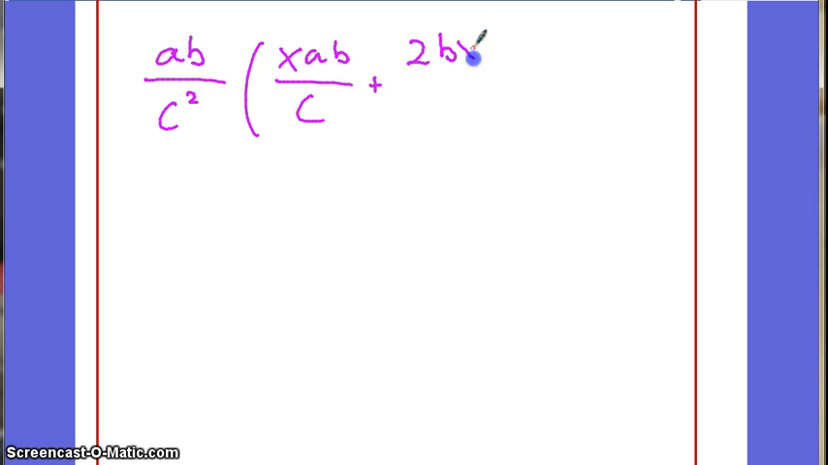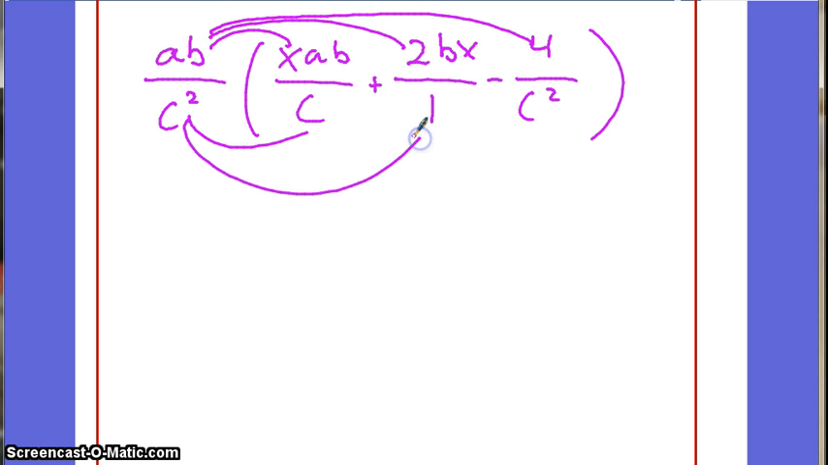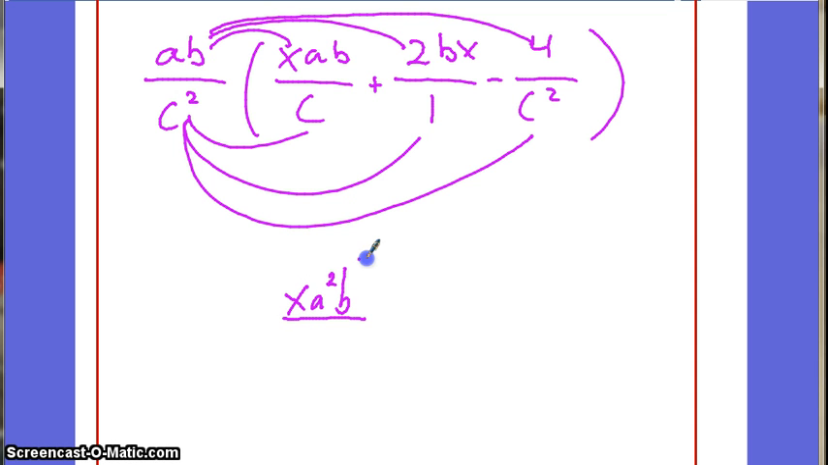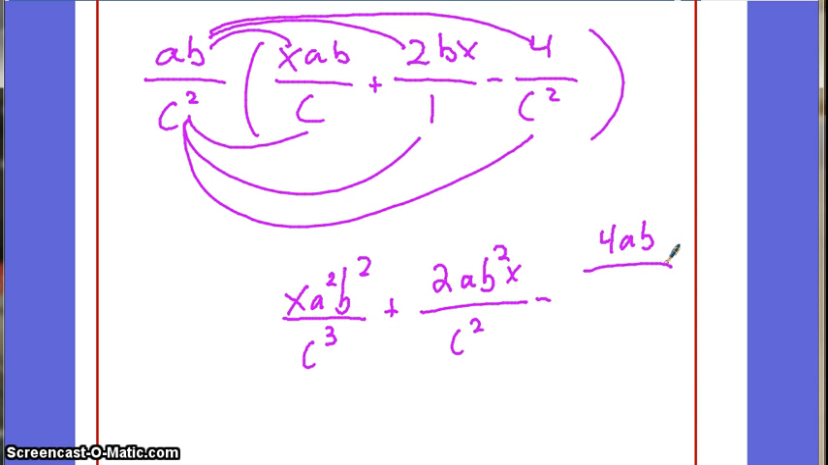Let's do one more to hopefully make sure you guys are settled in on this. I'm going to write 2bx with a denominator of 1 because it's all by itself, minus 4c squared. Again, I'm going to multiply everything to each place, and I'll settle it out later. So here, here, and here, and here, here, and here. When I do that, my first term is going to be x a squared b squared, and you can rearrange this, over c to the third, plus 2 a b squared x over c squared, minus 4ab over c to the fourth. I will look to see if I have anything that I need to get rid of, and I don't. Therefore, I am done with my problem.